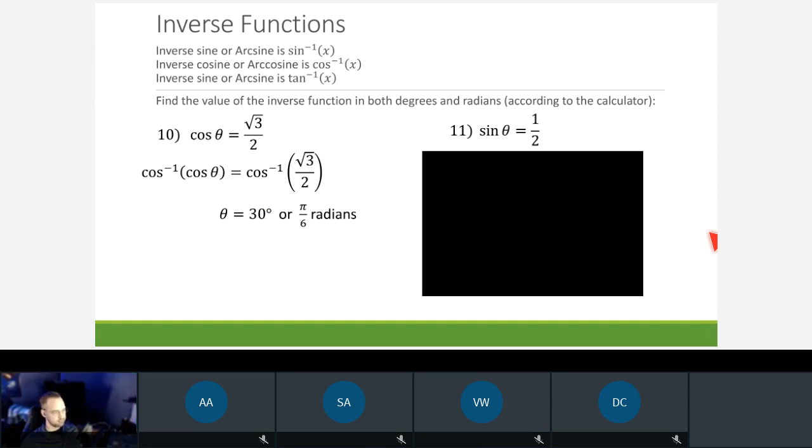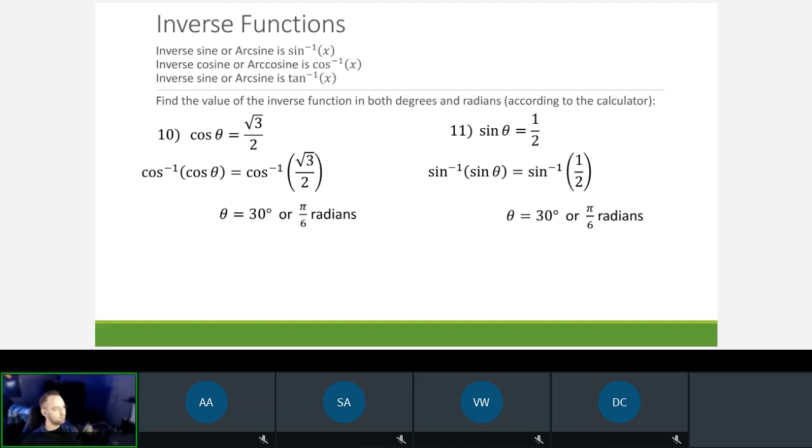Neat. Oh, so 30 degrees and pi over 6, we get the same answer? That's crazy. I wonder if this is the cofunction. Well, actually, it's not. Never mind. Ignore me. It doesn't apply here because we're solving for the degrees. Never mind. But yes, it is the same answer. Crazy.